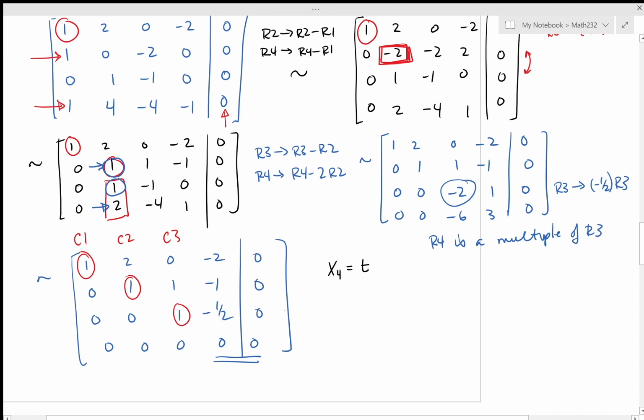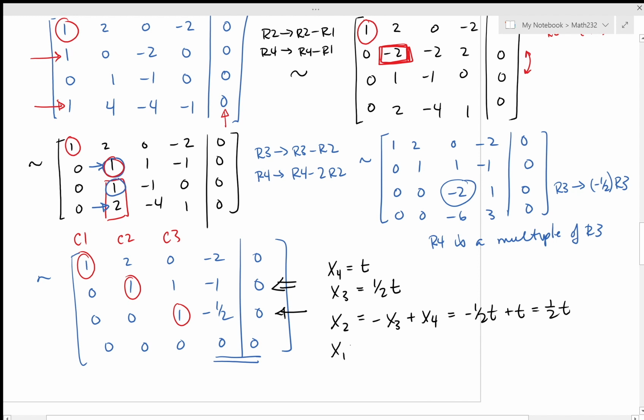Then from this row here, I see that x3 is 1 half x4, and that is 1 half t. And then I'm going to look at the next row, that one there, x2. I'm going to see that x2 is, what is x2? Minus x3 plus x4, and that is going to be minus 1 half t plus t, and that's going to be 1 half t. So I get that x2 is 1 half t.